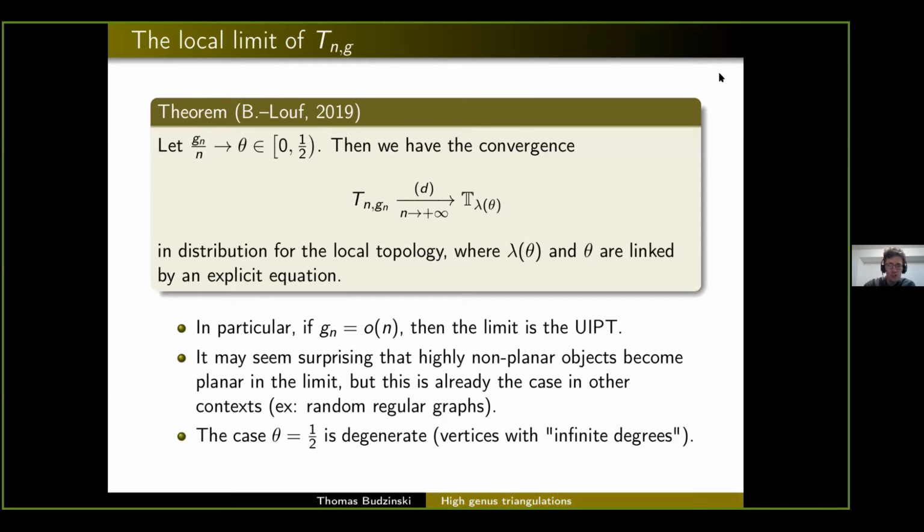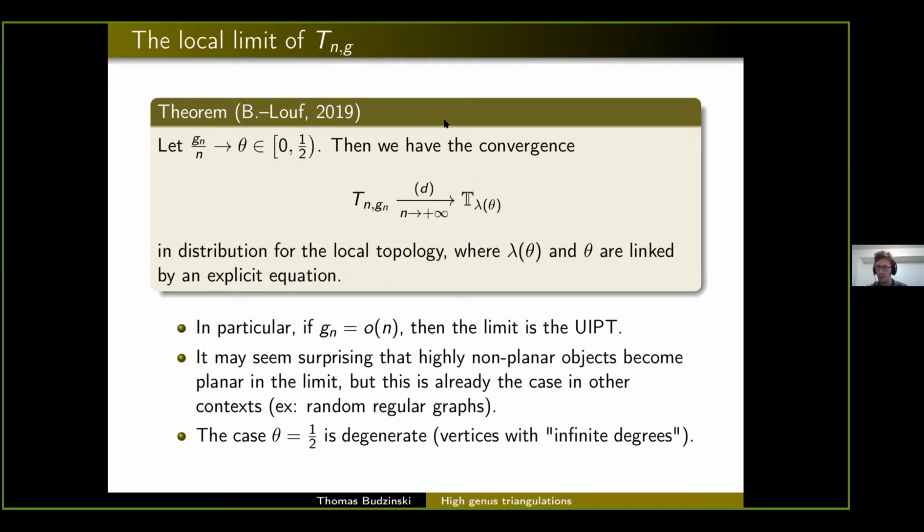So let's assume that the genus is going to infinity at the same speed as the size. So the genus divided by the size converges to some theta between 0 and 1/2. Theta can be equal to 0, but not to 1/2. I will explain why. Then T and G converges for the local topology to one of these sheets with a parameter lambda that is an explicit function of theta. So lambda is linked to theta by an explicit equation.